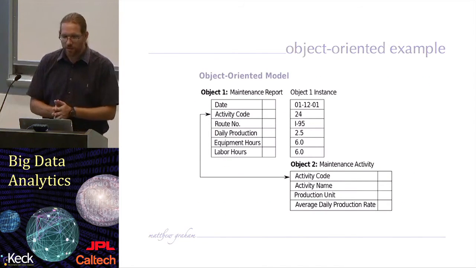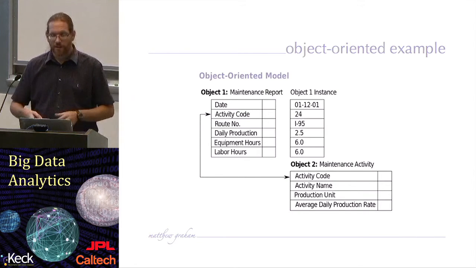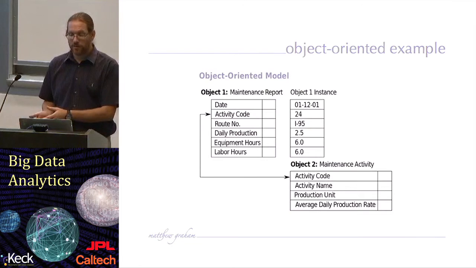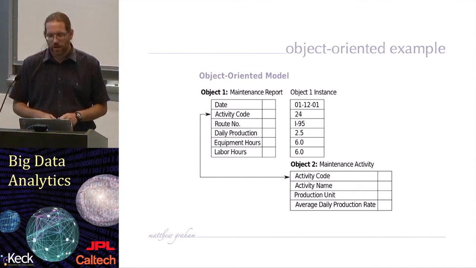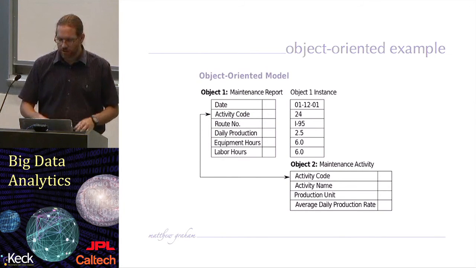Here's an example where I'm dealing with maintenance reports, and I have an object-oriented model where I have an object which is a maintenance report, and I have a second object which is maintenance activity, and there is a relationship between those two. Then what I'm storing are instances of those objects, containing the relevant information about those particular data structures, according to those data structures.